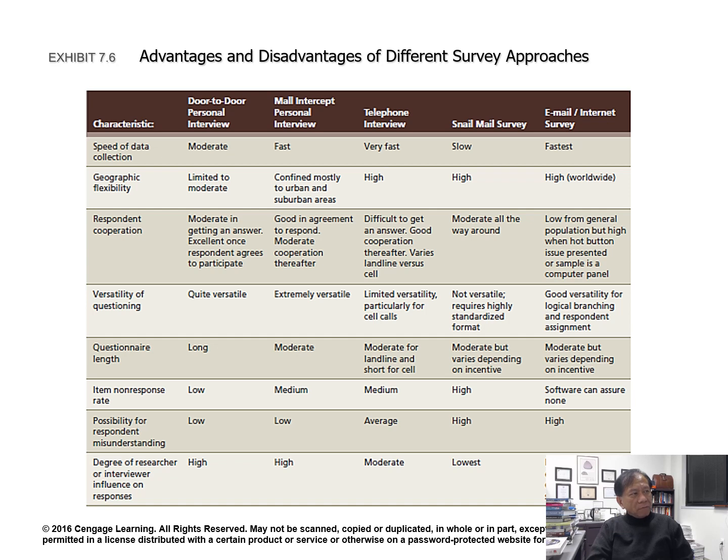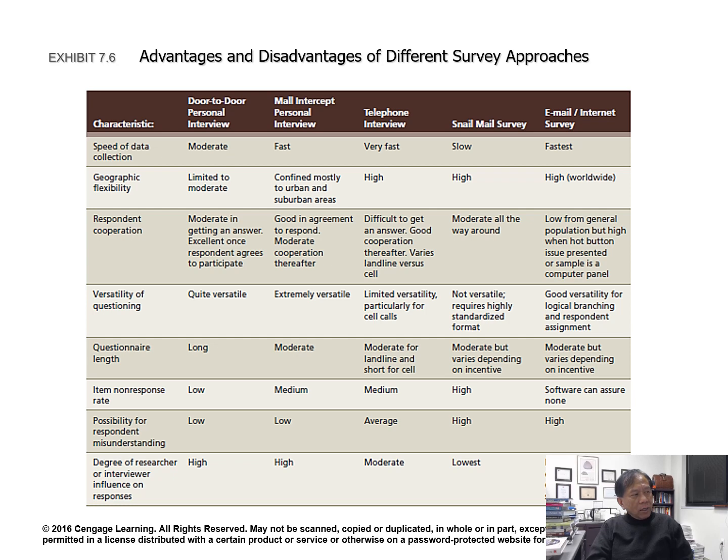Geographic flexibility is limited in door-to-door, but high in others. Email is even worldwide. Then respondent cooperation, and versatility of questioning. Very good versatility with email, internet. Questionnaire length: door-to-door, you can have long ones, but the other ones, you cannot have them too long.